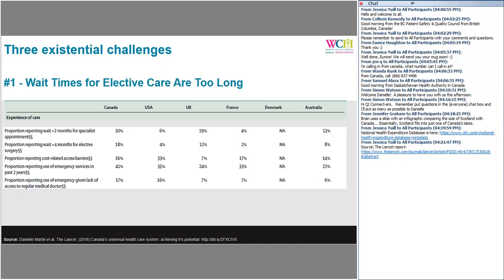The first relates to wait times for elective care. And there is no doubt that although one can quibble with the methodology that's used for a variety of different comparative international studies on this, as a family doctor working in the Canadian healthcare system, I can tell you wait times are too long in Canada for many forms of elective care. We see people waiting longer than I think is reasonable for many forms of elective surgery or planned surgery, for advanced diagnostics in some cases, such as MRI scanning, for outpatient specialty appointments.